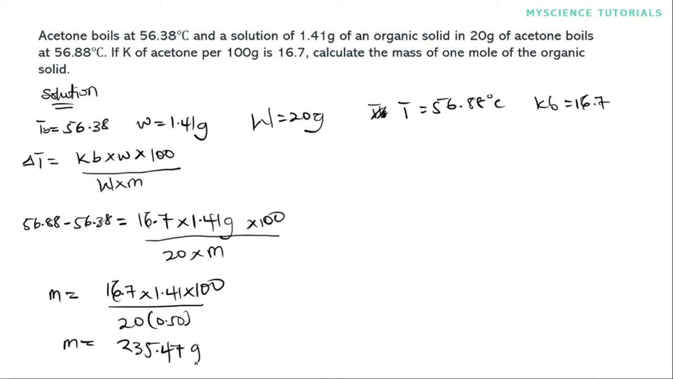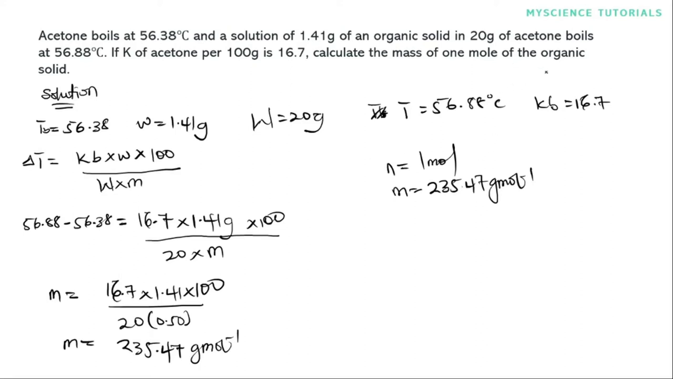So our molar mass is equal to 235.47 gram per mole. Now the question is telling us to calculate the mass of 1 mole of the organic solid. So we now have the molar mass of the solid, and we know the mole is 1 mole. And we have the molar mass to be equal to 235.47 gram per mole. So we can easily calculate the mass of the organic solid.